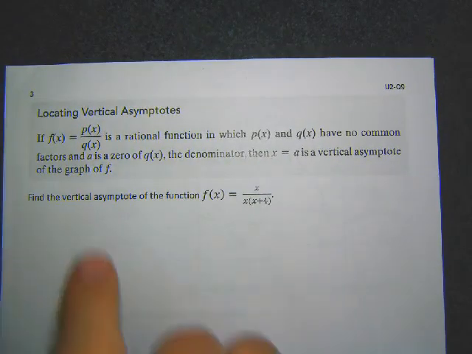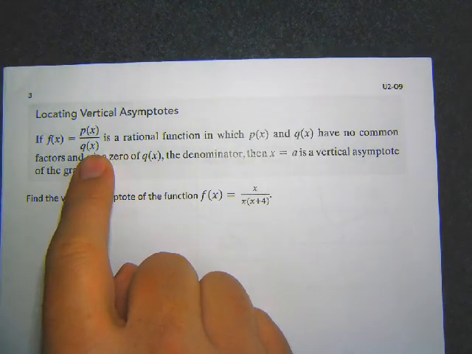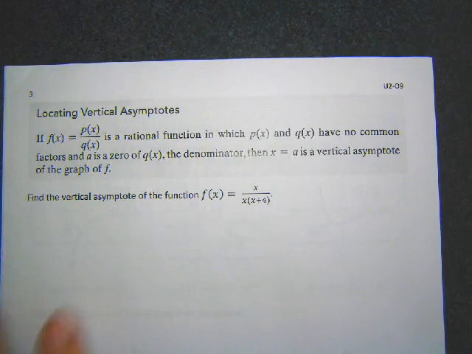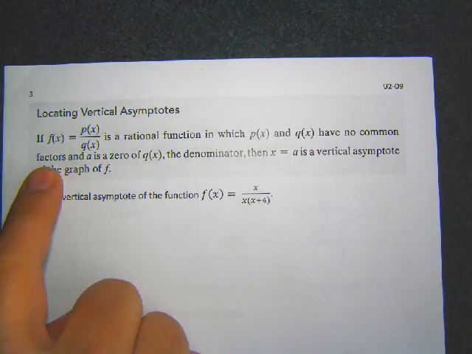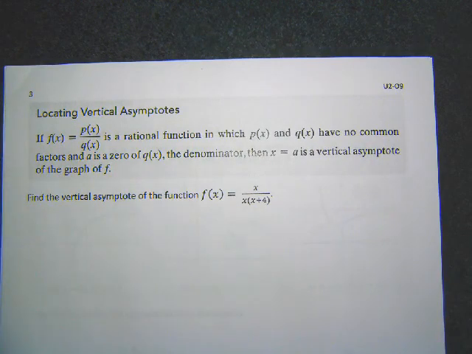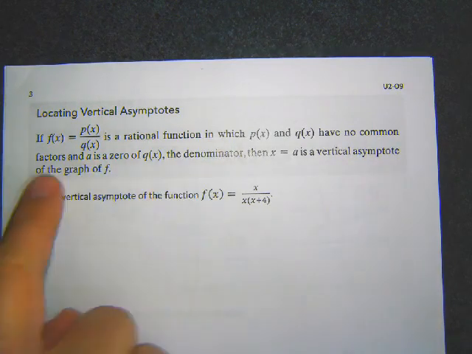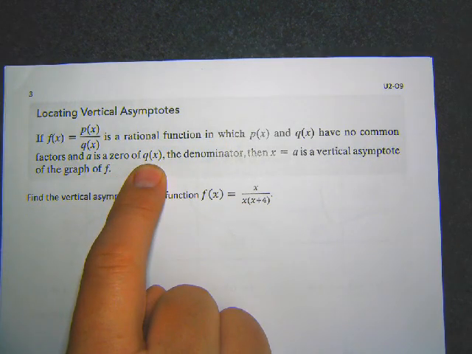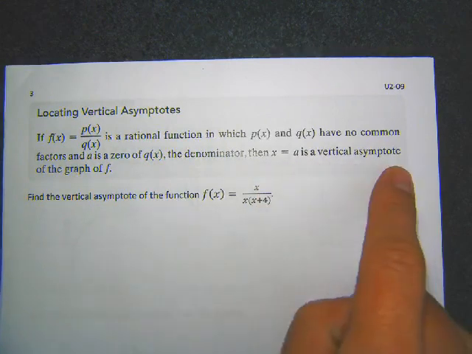So the rule says that if you have a function that's p over q, so it's a rational expression because there's something on top, something on bottom, it says that if there's no common factors, so no common factors means it's simplified. We saw earlier we wanted to simplify. So if there's no common factors, so it's simplified, and a is a 0 of the bottom, then x equals a is a vertical asymptote.